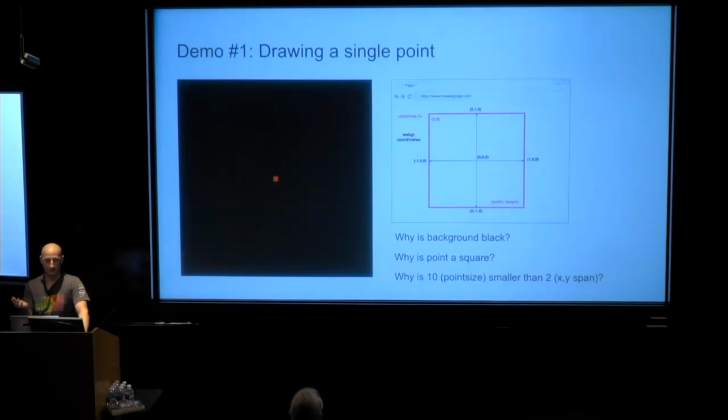And the question is, why is the background black? I didn't say anything about that. Why is the point a square? And why is it smaller than this view? I said I want it to be 10, but my clip space is only defined between -1 and 1, so 10 seems to be larger than that volume.